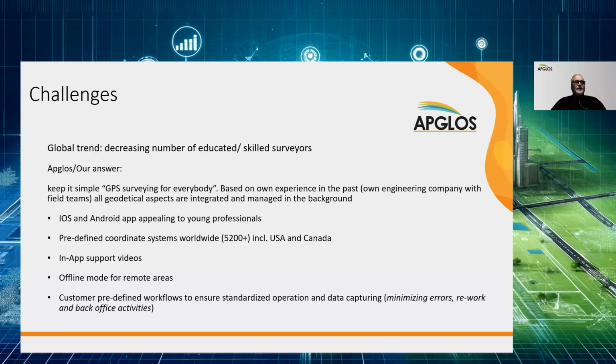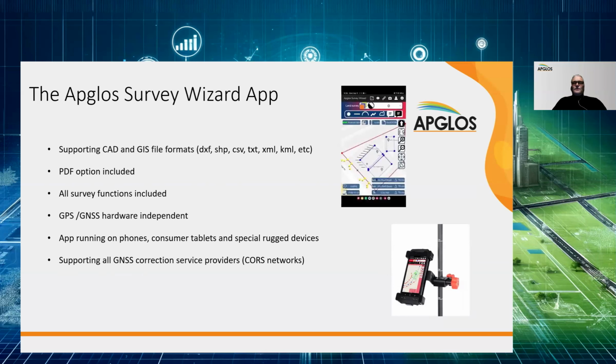Let's go to the next screen. Here you can see a small screenshot of the APGLOS Survey Wizard app. What you can see in the first screen is the land survey. Once you start it up, you just enter the land survey part. In the background, you will find Google Maps, which is like a screen that will follow you. So it's not just the coordinates, it's an interface.